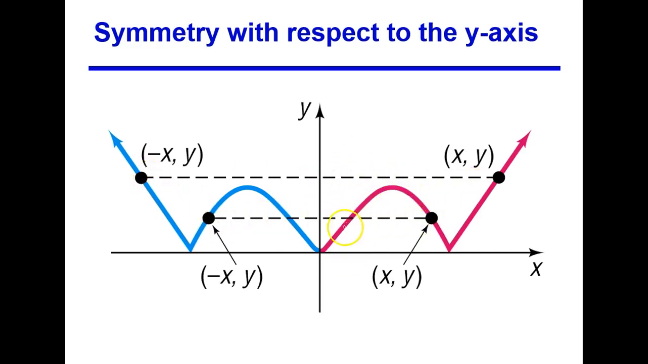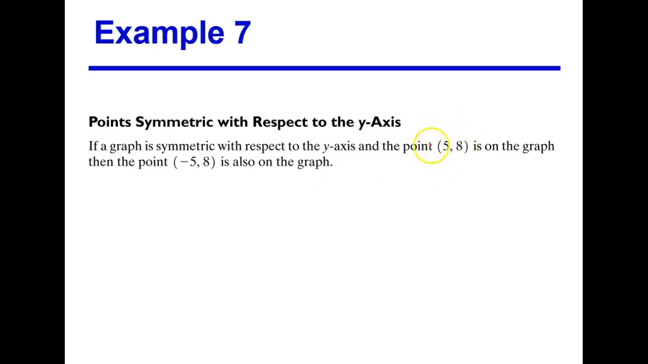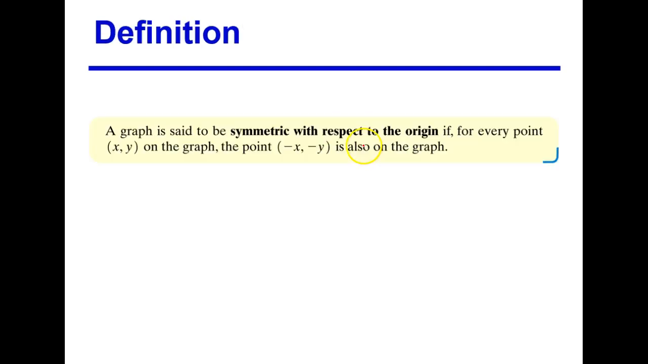So I know that this does show symmetry across my y-axis. Again, here we're just showing that these two points, 5, 8 and negative 5, 8, would be symmetric across the y-axis.